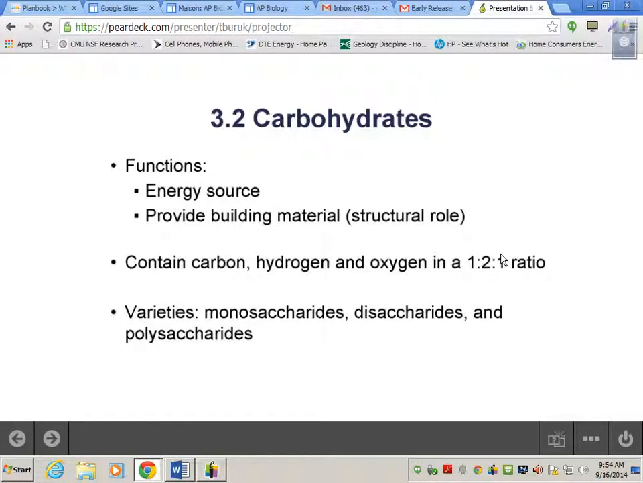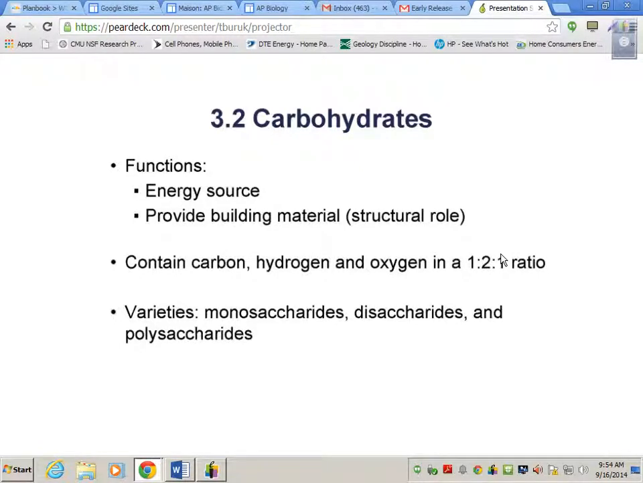If I gave you a molecule on a test and you counted carbon to hydrogen to oxygen, even if I gave you C12H24O12, you would know that's a carbohydrate. More specifically, it's probably a disaccharide, right? Okay. So the varieties are monosaccharides, disaccharides, and then, of course, our polysaccharides. We talk about disaccharides because glucose can form several different disaccharides based on the different isomers of glucose, and we're going to get into that a little bit later.